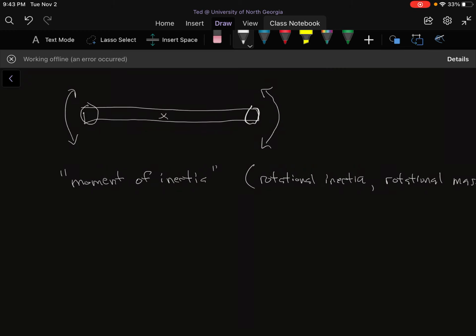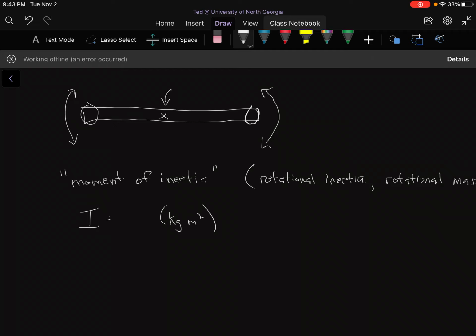But the physics term that we usually use is moment of inertia, and the symbol for moment of inertia is a capital I. Now, moment of inertia is a complicated function of the mass of the object and the location of the masses, where all the pieces of mass are located. And in general, the further the masses are from the axis of rotation, the more moment of inertia an object has. So, the units of moment of inertia are kilogram meters squared.